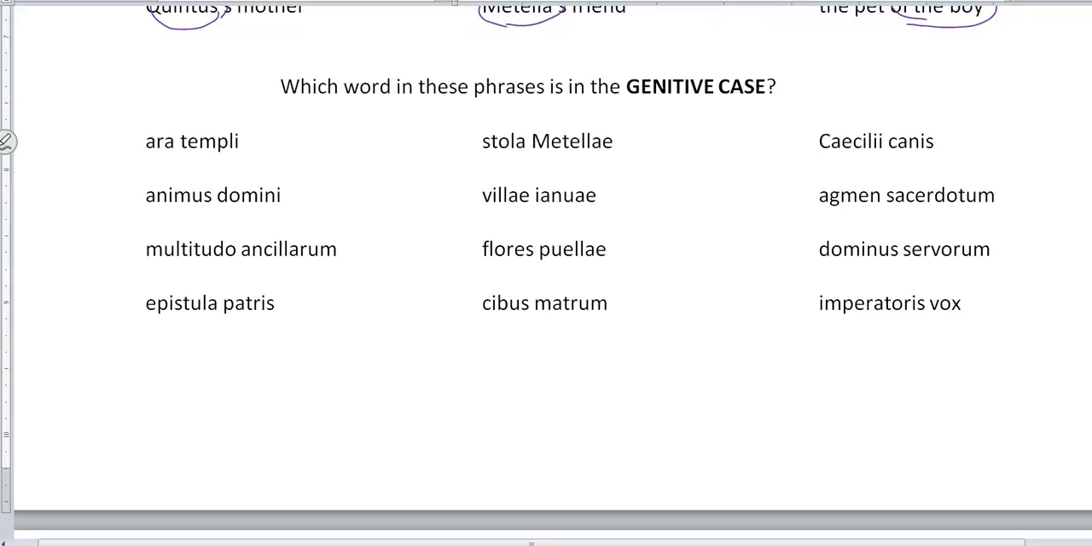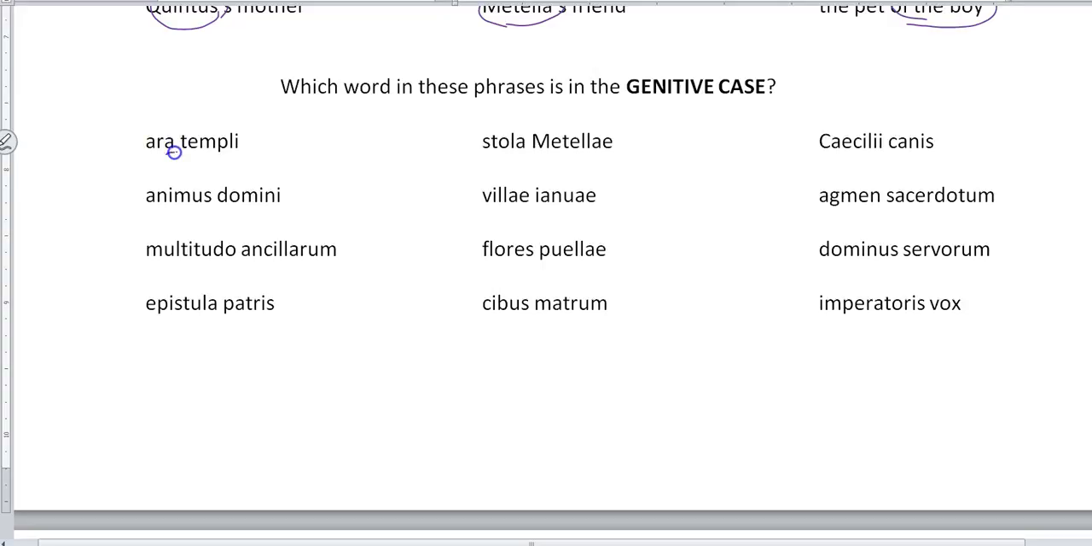Now let's take a look at these little phrases in Latin. These are not the exact same phrases as the ones right up above, so don't get confused by that. You can use your noun charts if you want to, but try to look at all these nouns and really pay very close attention to the case endings. So take a look at, for example, the first one, ara templi. Look at the ending on ara.